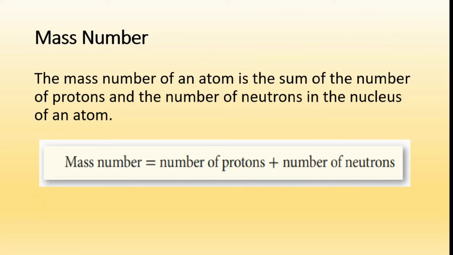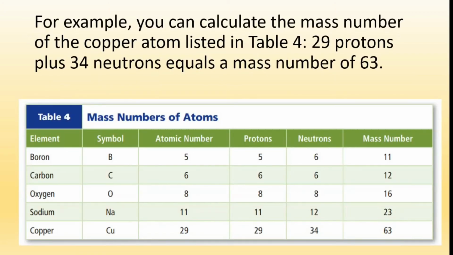Mass number. The mass number of an atom is the sum of the number of protons and the number of neutrons in the nucleus of an atom. For example, you can calculate the mass number of the copper atom listed in table 4. So let's look for copper. We know that it has 29 protons, right? And it has 34 neutrons. So what you just need to do is add these two numbers and you will know that the mass number of copper is 63.